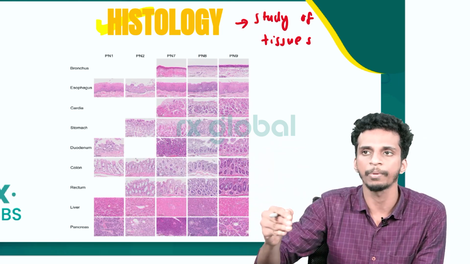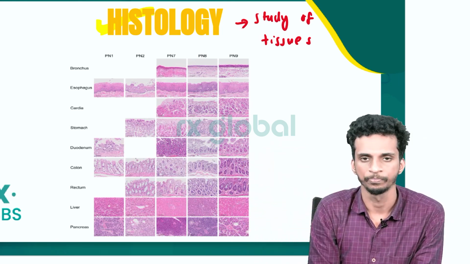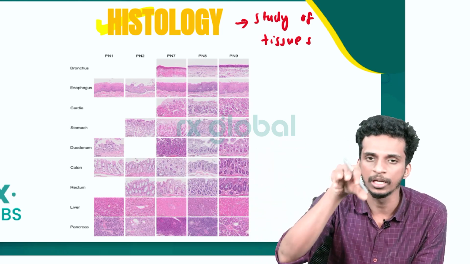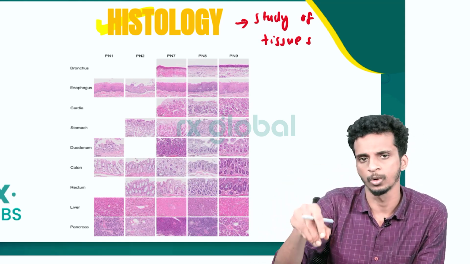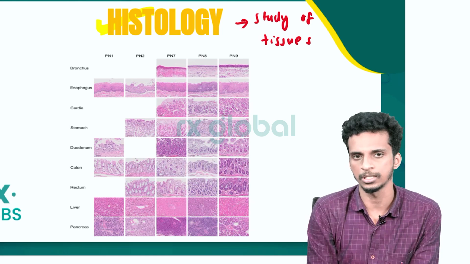What we do in anatomy practical lab is actually histology. We are learning about tissues by looking at them under the microscope. We will be given different slides. We will observe them under the microscope and we will identify which type of tissue it is.